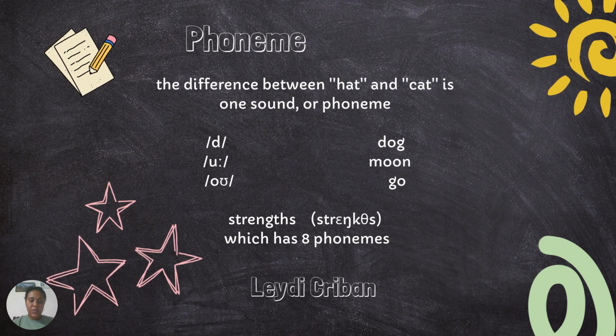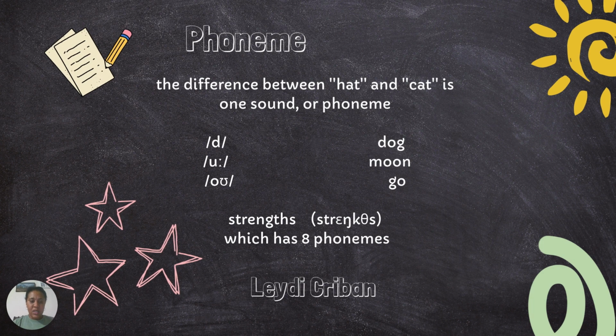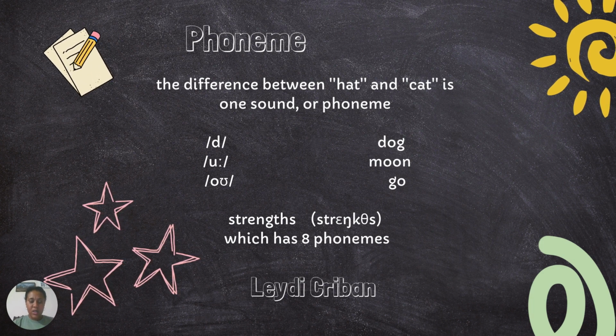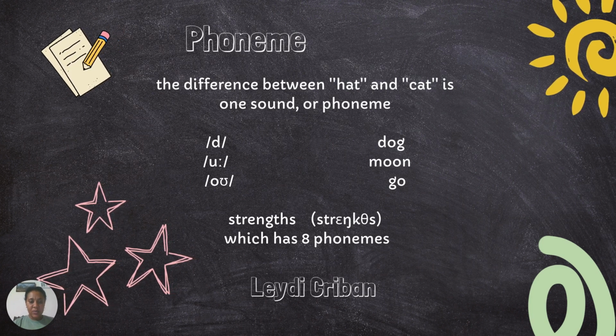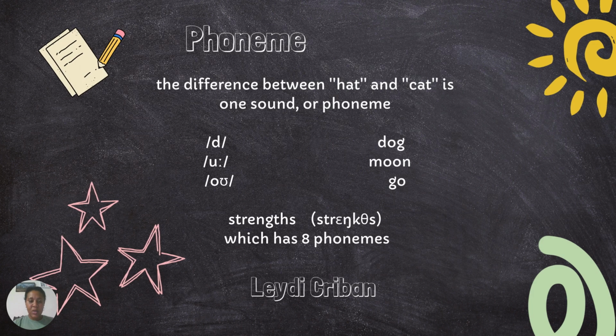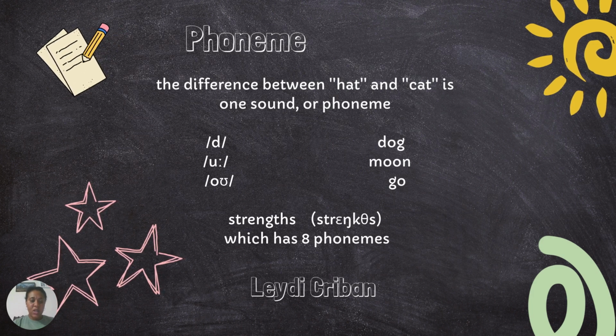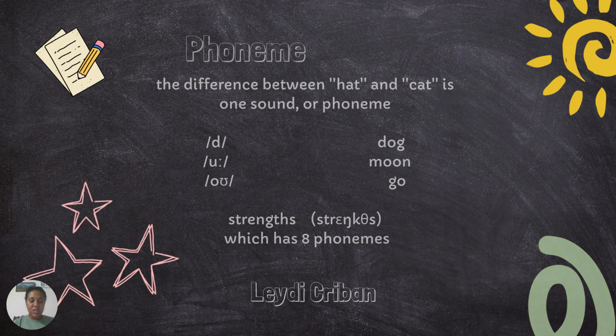As we can see in the examples hat and cat, the difference between them is the phoneme H and C. The same we can see in the word dog, where the first letter of the word is the phoneme D. In the word moon, the phoneme U is in the middle of the word, and in the example of strengths, we can see that we have 8 phonemes.